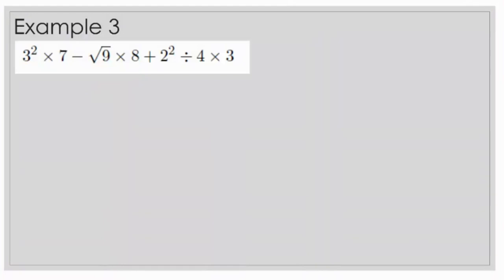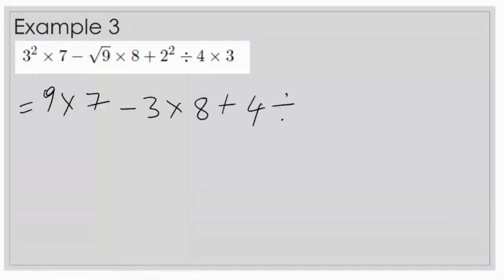Okay, so now we are going to have 9 multiplied by 7. The square root of 9 is in an exponential form, without even showing us. Okay, we know the square root of 9 is an exponential form, which is going to be equal to 3, minus 3 multiplied by 8, plus 4 divided by 4.